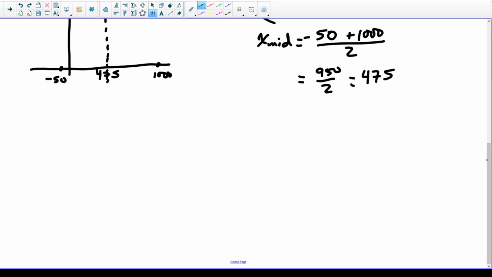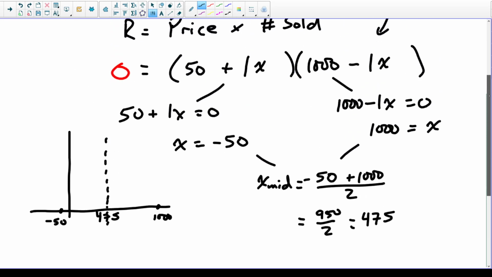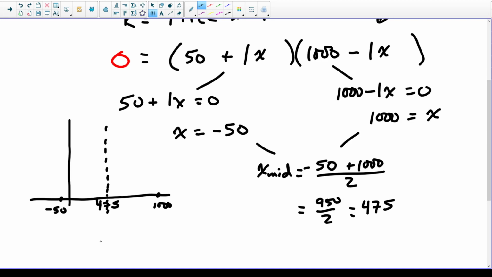So I'm going to substitute that 475 back into the original factored equation. So I'm going back to my revenue now. I only made it equal to 0 temporarily to find my zeros. Now I'm going back to R to find my actual revenue. So I'm going to substitute 475 into the equation where the x's are.